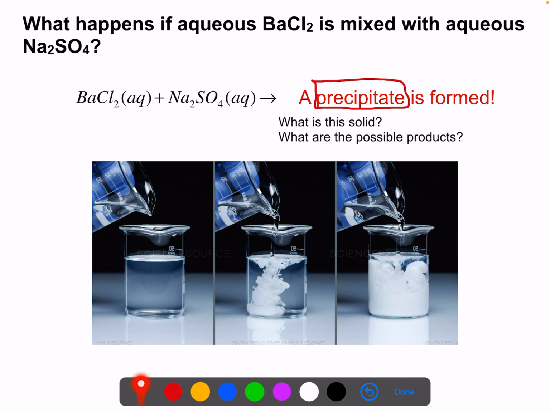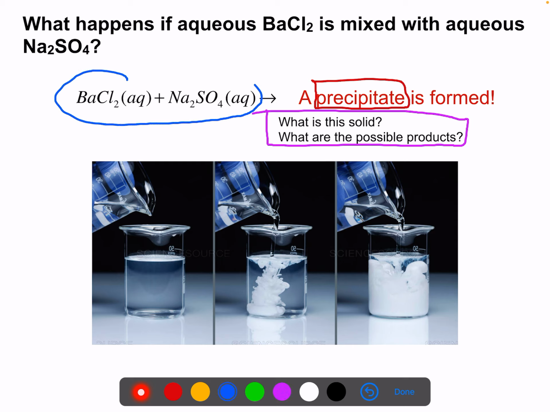And so we think about two questions. What is the solid that we formed? And what are the possible products of this? We have to go back and think about what we had. This is all we have to start. This is everything that's in the beaker as described here. And somehow rearranging these atoms leads to a white solid, something that will not dissolve in water. So the question is, what is that?